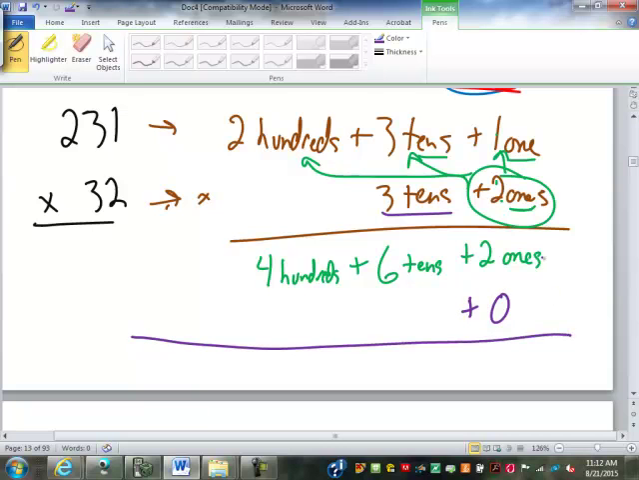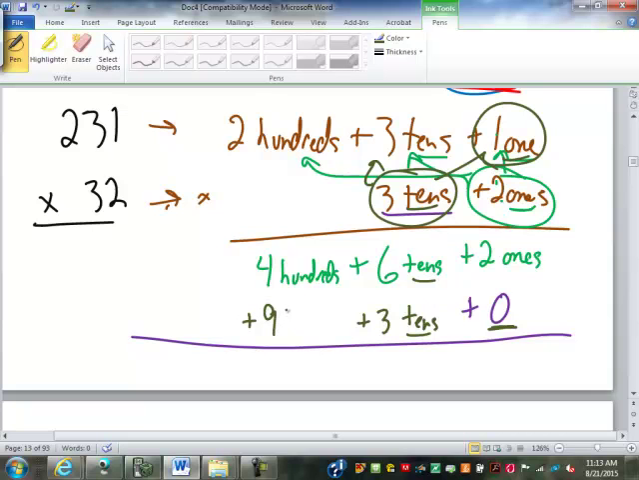The reason for that 0 should become apparent here in just a second. So now I take the 3 tens and we go 3 tens times 1. Well, what's 3 times 1? 3. Tens times 1s is tens. We had to have that 0 here so that our tens line up with each other. 3 tens times 3 tens. Well, 3 times 3 is 9. Tens times tens is hundreds. 3 tens times 2 hundreds. 3 times 2, 6. Tens times hundreds is thousands.